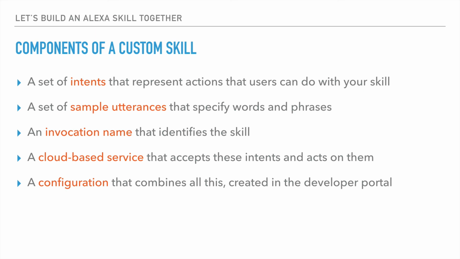Now, the components of a custom skill are a set of intents. These represent actions that users can do with your skill. And then there's a set of sample utterances that specify words and phrases. And you have an invocation name that identifies this skill. And then there is a cloud-based service that accepts these intents and acts on them. This is the C# part that we'll be writing today. And then there's a configuration that combines all this. And this is created in the developer portal.